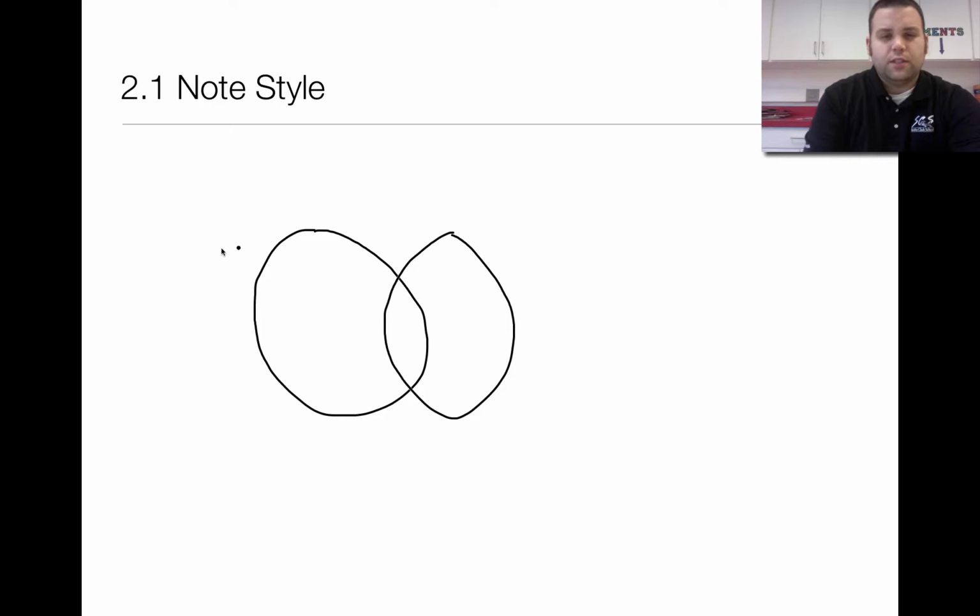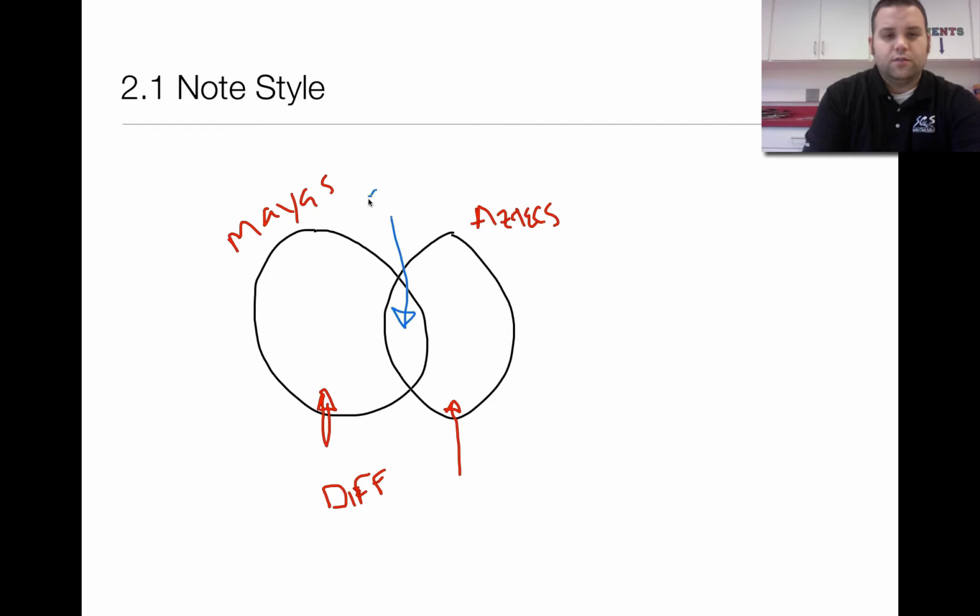So your notes for this lesson, I want you to make a Venn diagram. A Venn diagram is usually when you have two circles, and on one side you have a topic. So on one side you're going to have the Mayas, on the other side you're going to have the Aztecs. And in the bigger part of the circles are where you have their differences. And the circle that's in the middle here, this is where you're going to put the similarities that they have. So as we go through the lesson, look at the differences between the two.